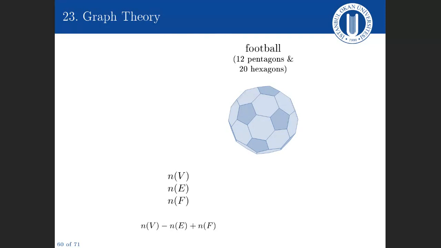Let's look at a football. And by football, I mean this object which is made up of 12 pentagons and 20 hexagons. How many faces? Well, there's 12 and 20, so there must be 32 faces. How many vertices? Well, there's 12 pentagons, and each pentagon has five vertices. So 12 multiplied by 5, there must be 60 vertices.